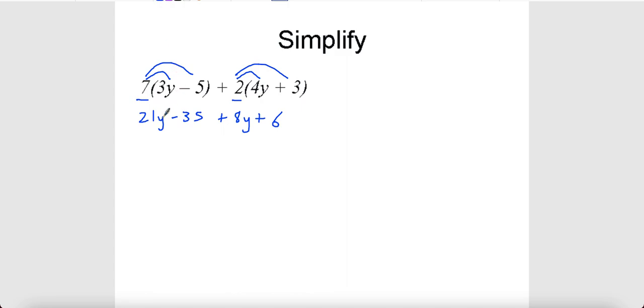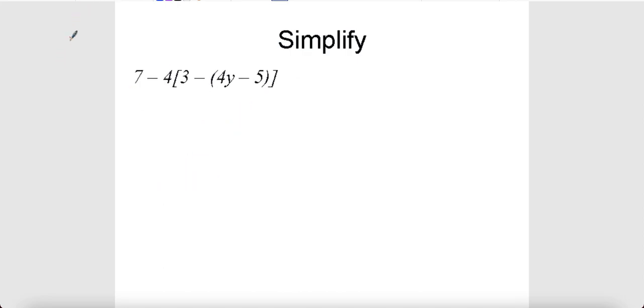And remember, I identify which terms are like each other by noticing which ones have variables. And the ones that have the same variables I can combine. So 21y plus 8y would be 29y. And then negative 35 plus 6, that's negative, this is positive, so it's minus 29. You might be tempted, perhaps, to factor that, but again, it just has to simplify. We do not have to factor. We'll get into that at a later date.